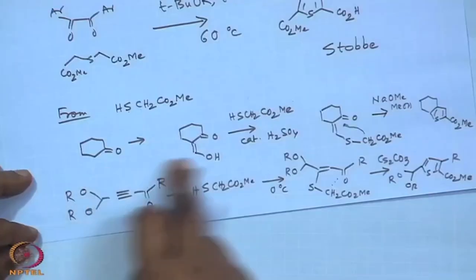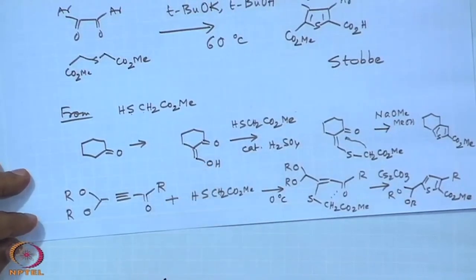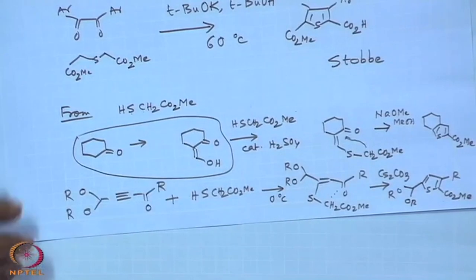And just to refresh your memory, how do you convert this into the hydroxymethylene compound? Who can tell me quickly? This one, I am talking about this conversion. This is a standard way, that means it is alpha formyl cyclohexanone. How do you make it?